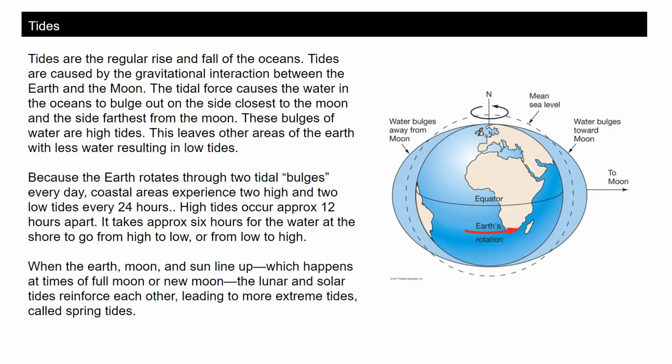Quick look at tides. Tides are caused by the gravitational pull of the Moon on the oceans, and that creates a bulge. The Earth's spin results in bulges on opposite sides of the Earth. As the Earth rotates, it passes through two of these bulges of water every 24 hours, resulting in high tides 12 hours apart.